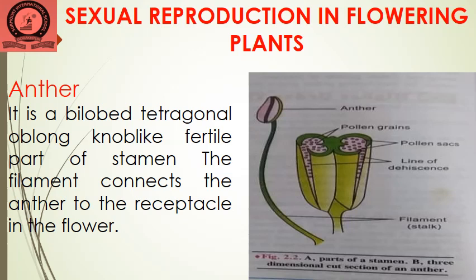Now here in front of you is a diagram showing parts of a stamen and a three-dimensional cut section of an anther. The anther is the male reproductive part of a flower. It is a bilobed, tetragonal, oblong, knob-like fertile part of the stamen, and the lower part of the anther is connected to a tube-like structure called the filament. The filament connects the anther to the receptacle in the flower.